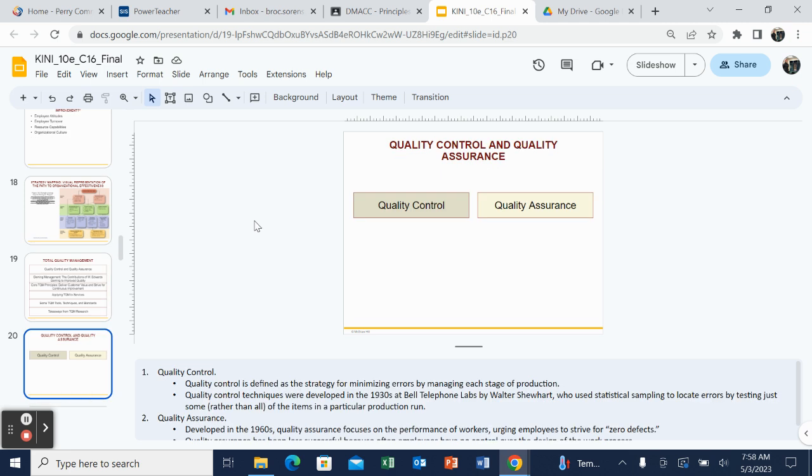So, quality control, quality assurance. When we take a look at those, it's a delicate but appreciable difference between the two. So, quality control is defined as the strategy for minimizing errors by managing each stage of production. Quality control techniques were developed in the late 1930s at Bell Telephone Labs by Walter Schubert, who used statistical sampling to locate errors by testing just some rather than all of the items in a particular production run.